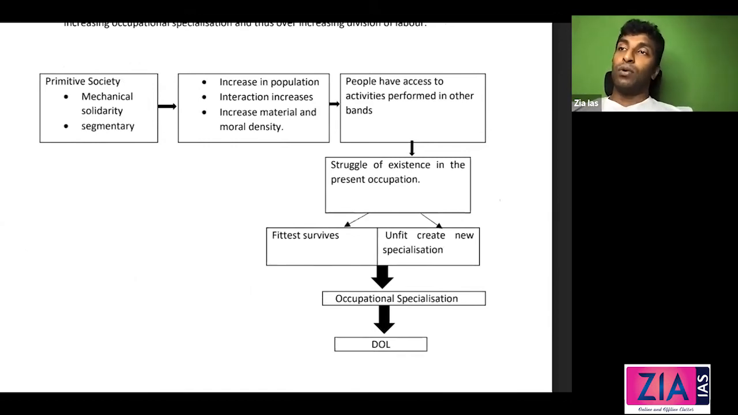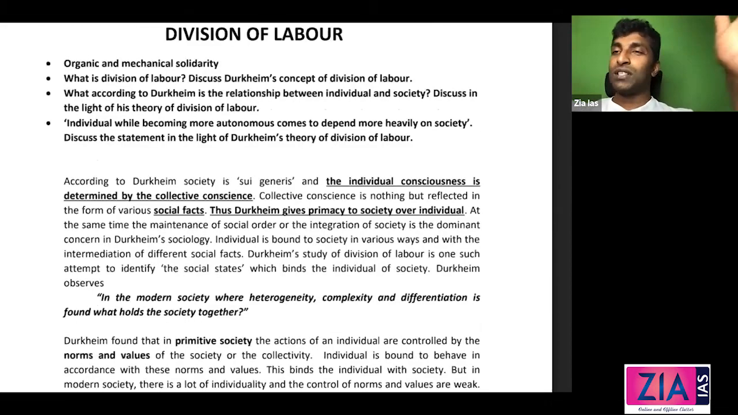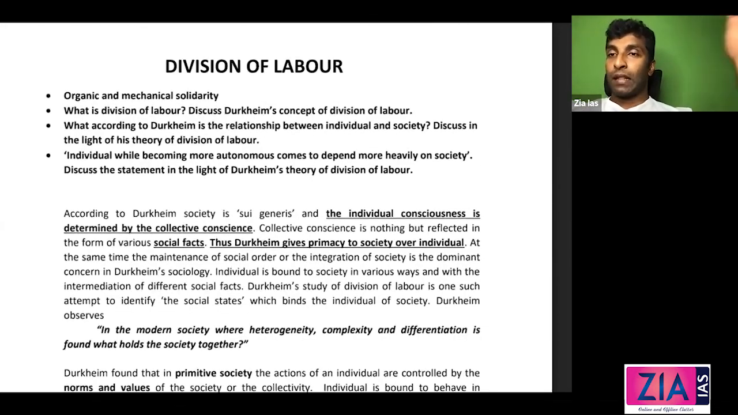Guys, now these theories are difficult. Again and again, I'm telling the same thing, only with different names. Otherwise, this is so simple. Yeah, the unfit will create specialization for his survival. So obviously, then people will go to him because he is specialized.